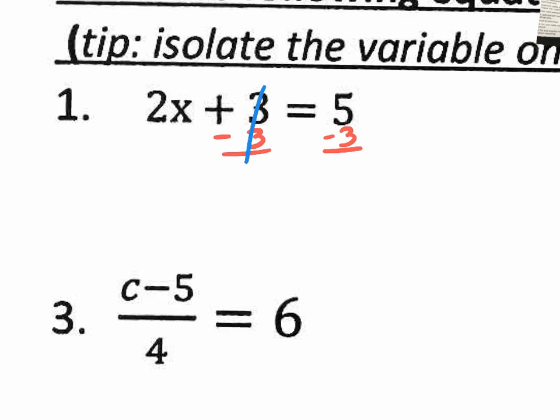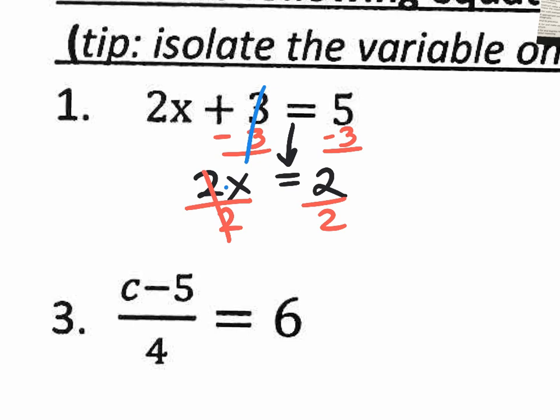The 3's cancel. What do we have left? We have the 2x that comes down. The equal sign comes straight down. And 5 take away 3 is 2. So what we really have here is 2 times x. And you don't want that 2 times in front of the x. You want x all by itself. You want x equals. So we get rid of that 2 times by doing the opposite. Divide by 2 and divide by 2. And you will get x equals 2 divided by 2 is 1.